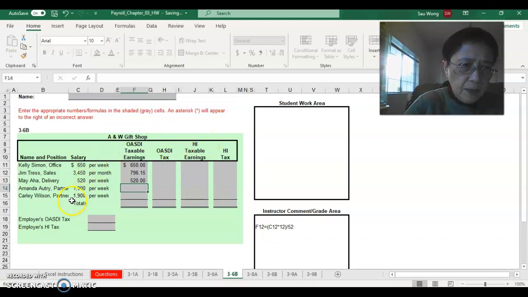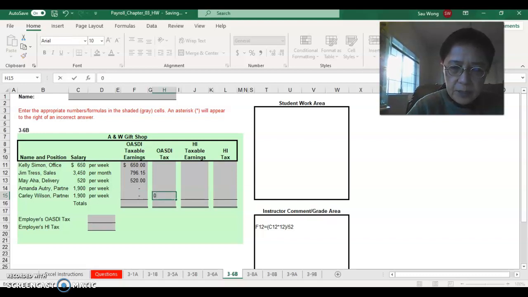And for Amanda and Carly, they are partners. For partners, we do not consider this as salary payments. We consider this as a withdrawal. A withdrawal does not need to pay any OASDI or Medicare. So 0 for the taxable wages for OASDI, 0 for the taxes for OASDI, 0 for the Medicare taxable wages, and 0 for the Medicare taxes.